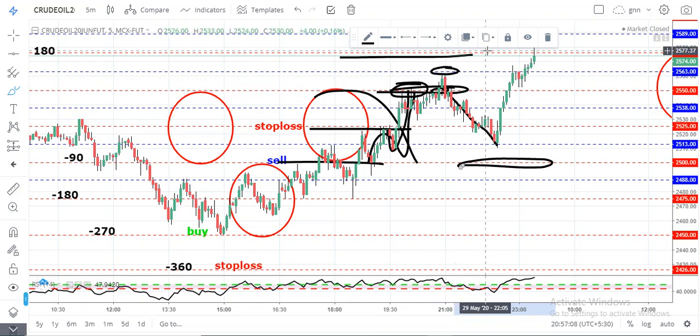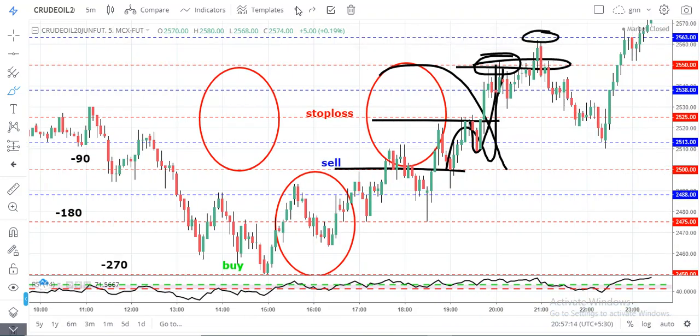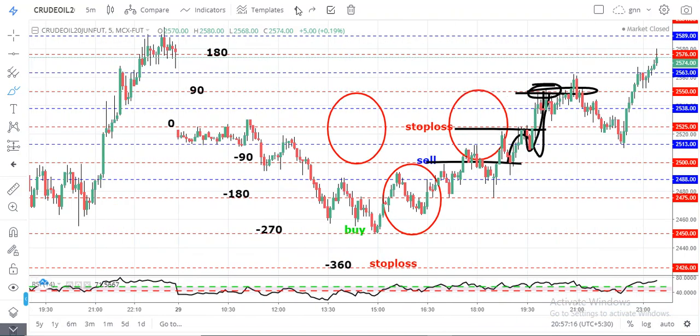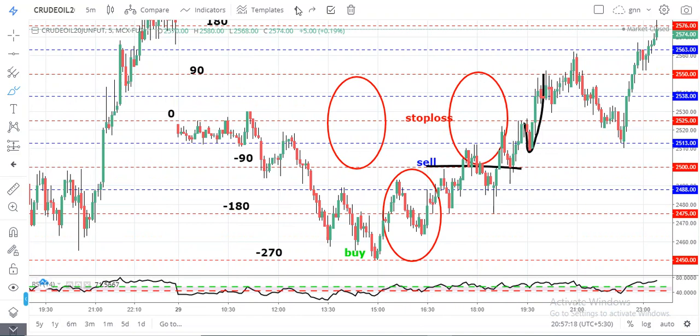But I always suggest, if you take 1:1 profit, please come out of the market. That is enough for the day. So don't wait for a big move. It may take away whatever profit you have taken.